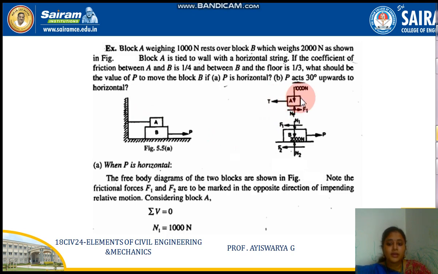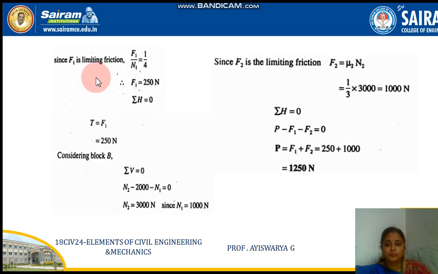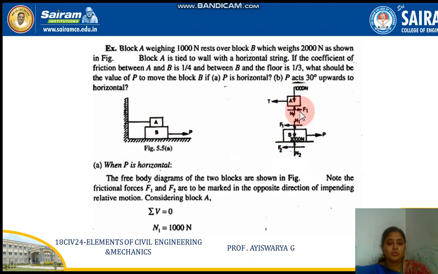When P is horizontal, the free body diagrams of the two blocks have been plotted here, and F1 and F2 are marked in the opposite directions. Now first consider block A. For block A, using summation of vertical forces equal to 0, N1 is equal to 1000 Newton, and T is equal to F1.